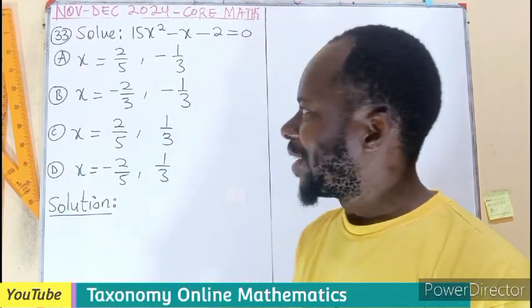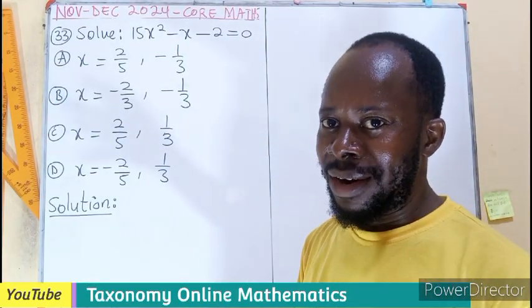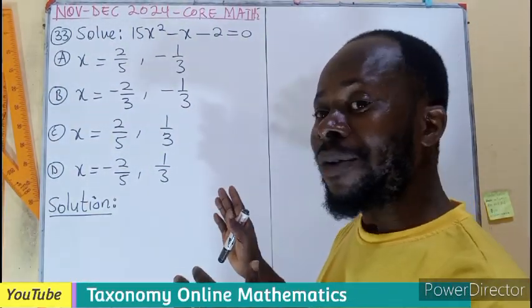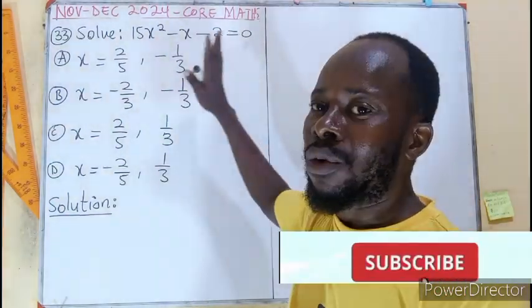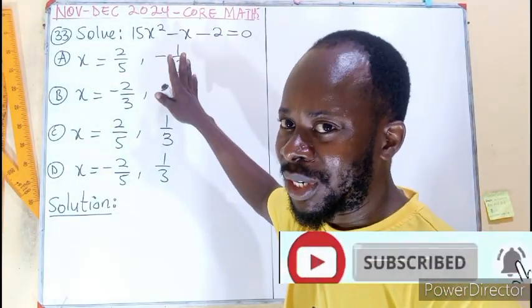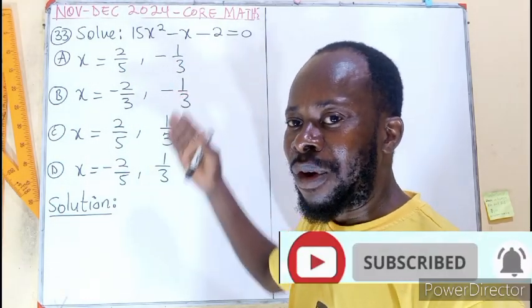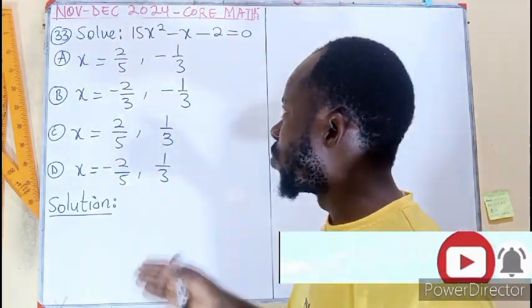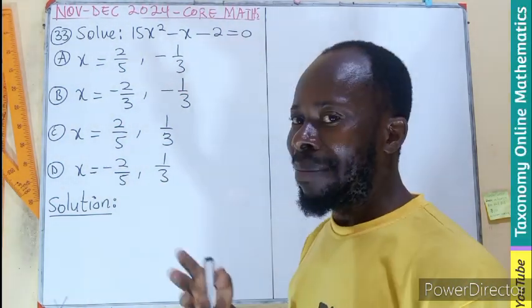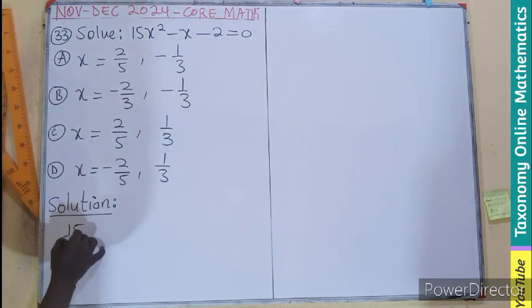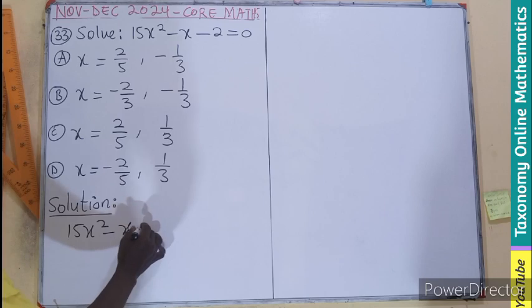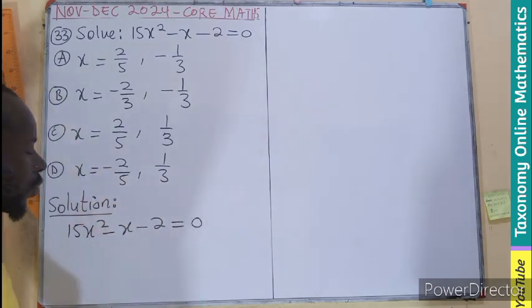Hello, welcome. If you have been following me for a while now, you will know that we have a very nice shortcut in finding the root of a quadratic equation, something like this, that came from NOV-DEC 2024. So we have to solve 15x squared minus x minus 2 equals 0. That is 15x squared minus x minus 2 equals 0.